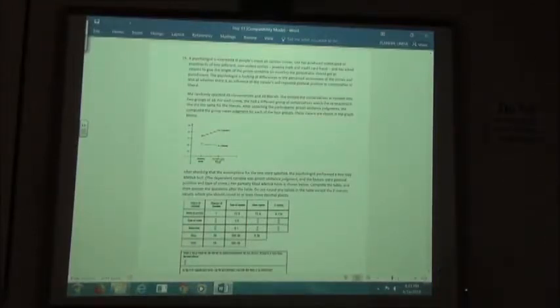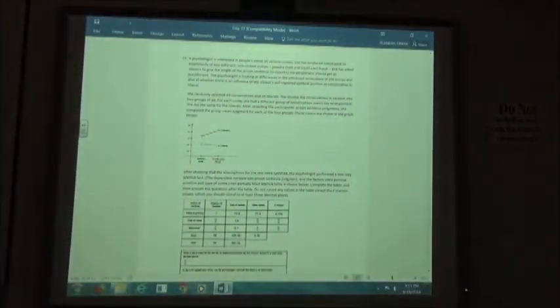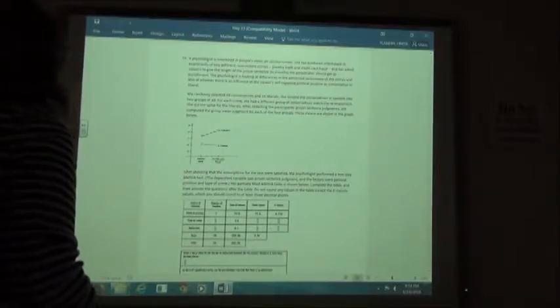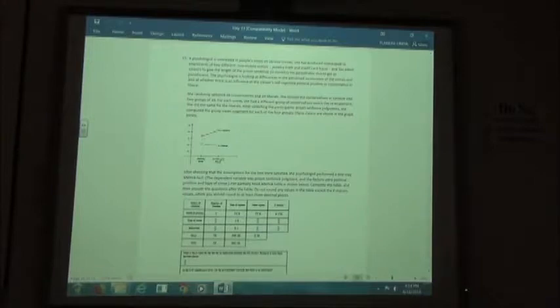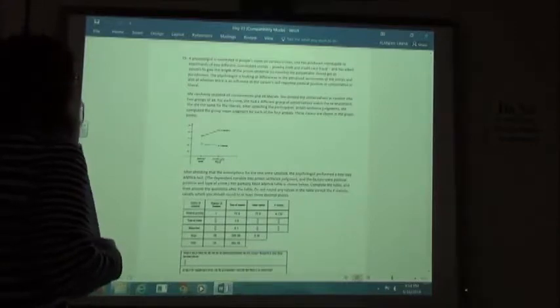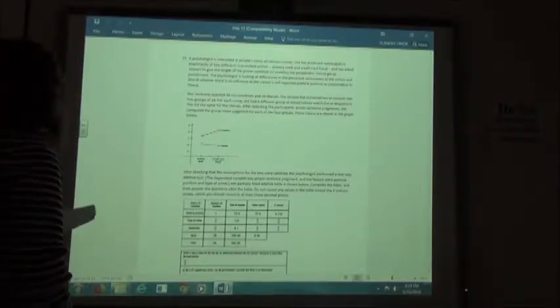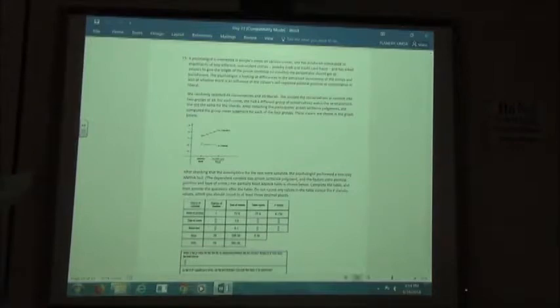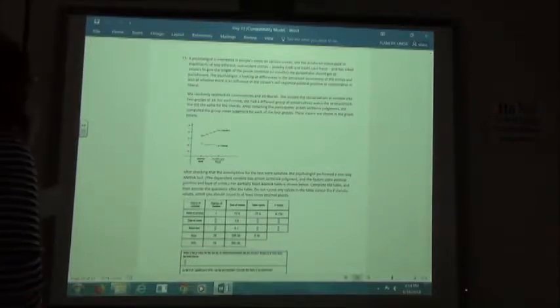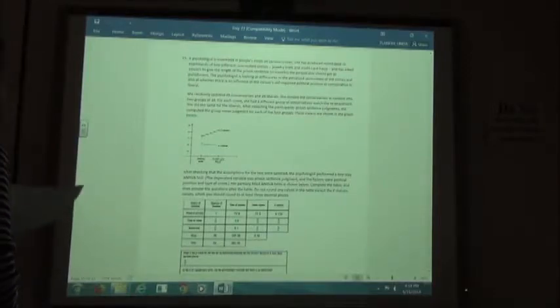So on number 15, a psychologist is interested in people's views on various crimes. She has produced videotaped reenactments of 2 different nonviolent crimes, jewelry theft and credit card fraud, and has asked viewers to give the length of the prison sentences in months the perpetrator should get as punishment. The psychologist is looking at differences in the perceived seriousness of the crimes and also at whether there is an influence of the viewer's self-reported political position as conservative or liberal. She randomly selects 20 conservatives and 20 liberals.